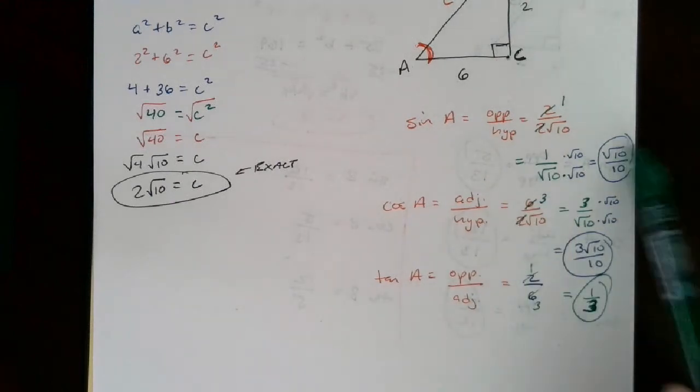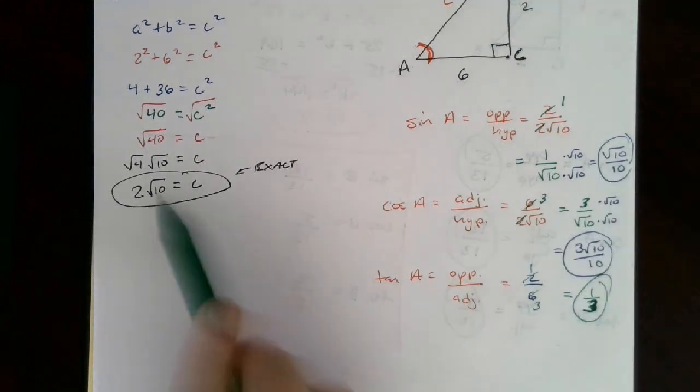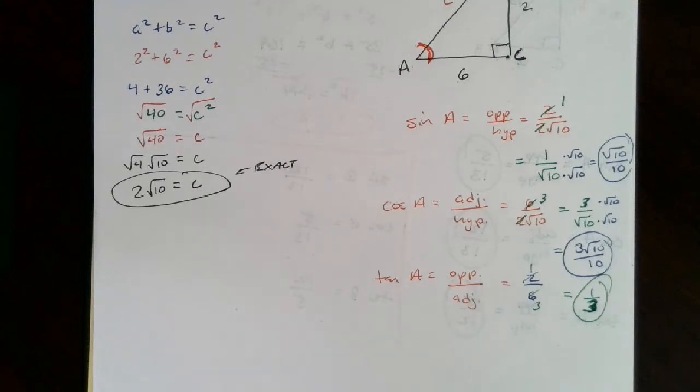So the sine of A is square root of 10 over 10. The cosine is 3 times square root of 10 over 10. And the tangent is 1/3. These are exact values because we left them with the radical in there. If I ask you to approximate it, you can approximate the radical on your calculator. But otherwise, you should show it.